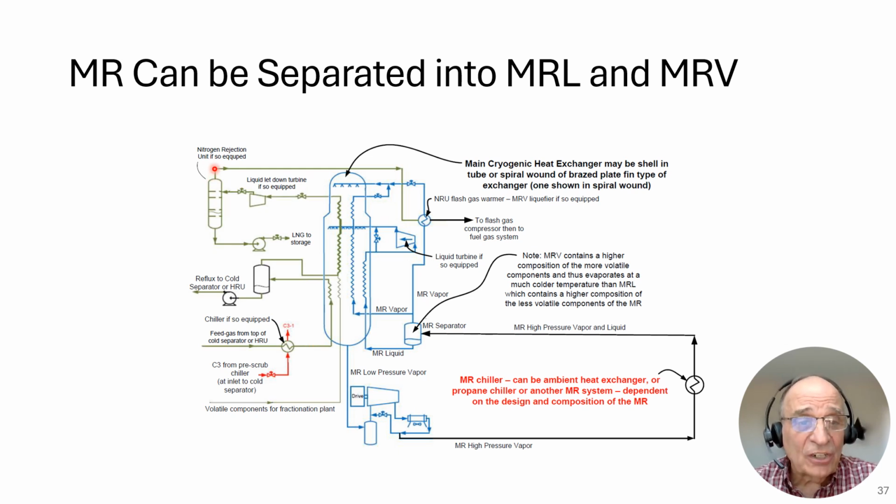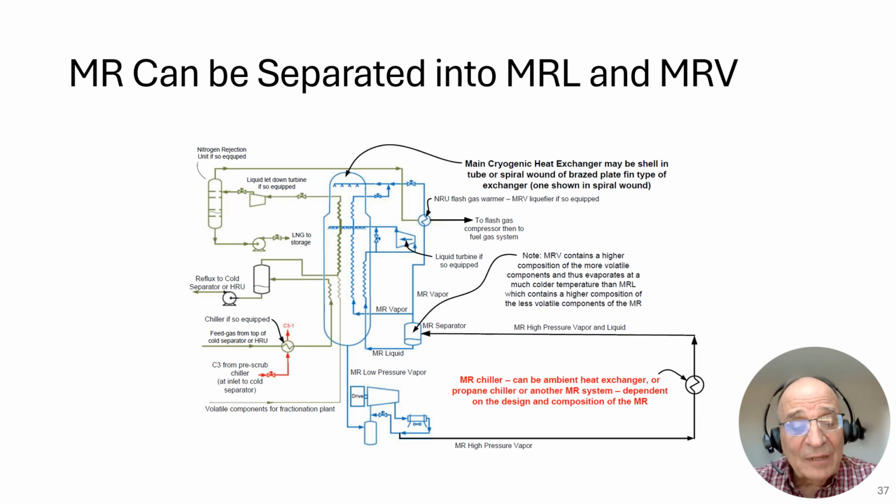So you can't just discharge it, because not only does it have high nitrogen in it, but it also has high methane, so it has calorific value. So you send that cold gas, extract the refrigeration from it, and send it to what's called flash gas compressors. Those are flash gas compressors because they are the flash gas that occurs in your nitrogen rejection unit. The LNG is pumped to the LNG storage system.